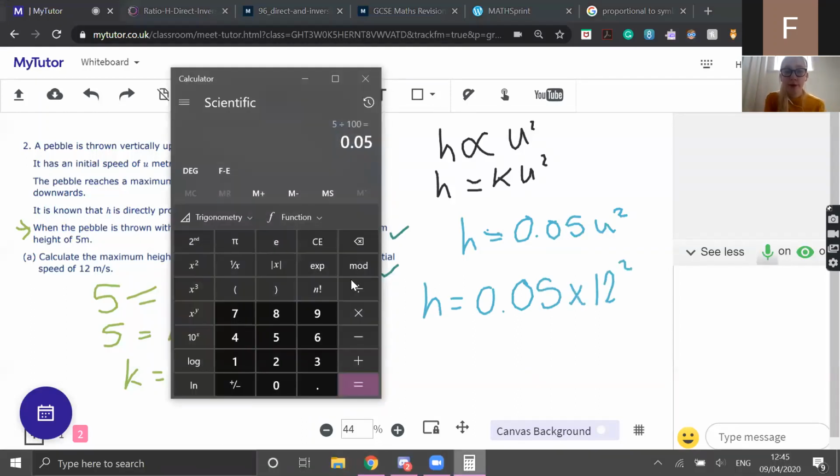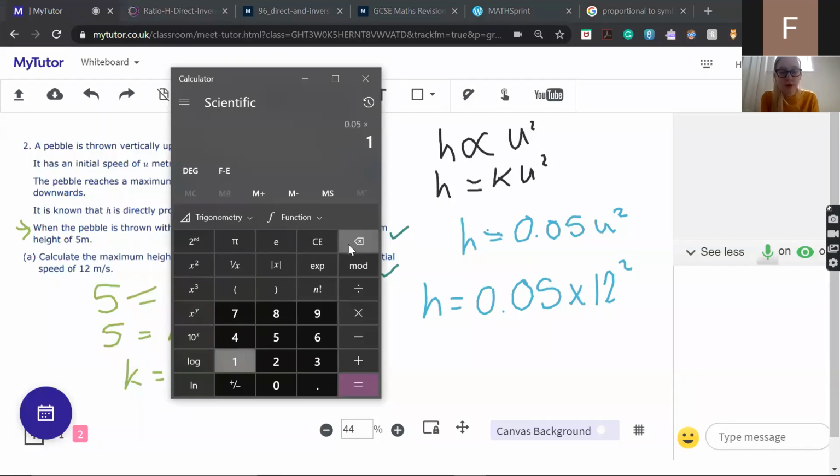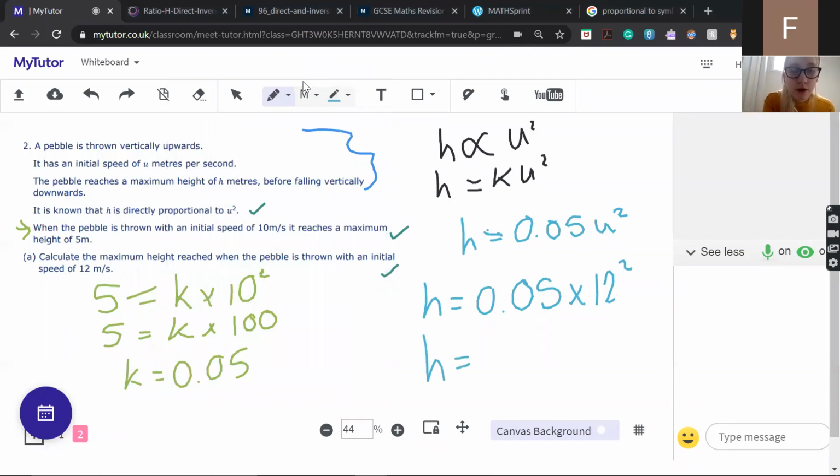So let's go ahead and put that in. I know that 12 squared is 144. So our h value is 7.2. And we've got to remember the unit here. Well, we've been working in meters the whole time, so it reaches a height of 7.2 meters.